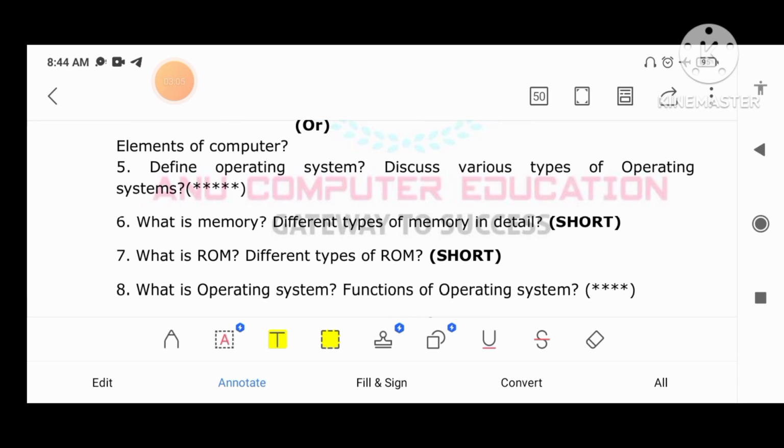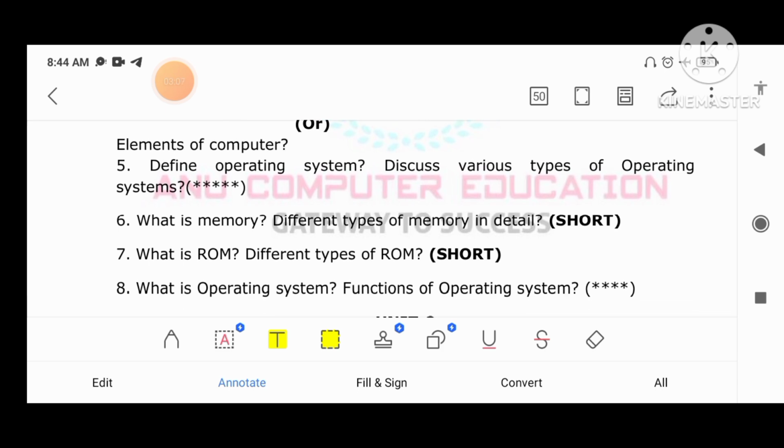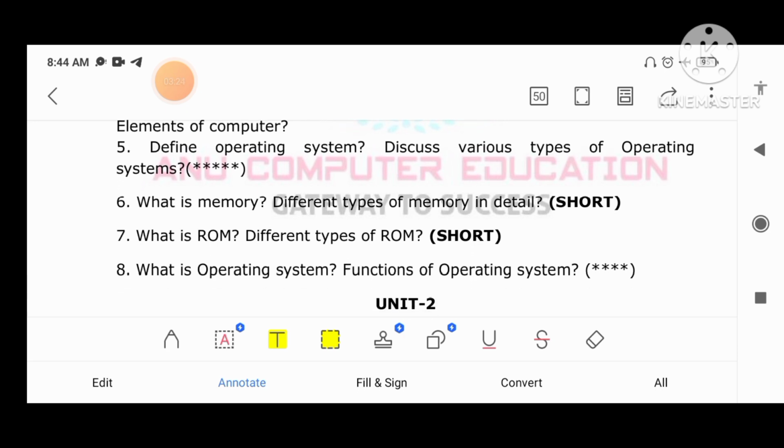Next, define operating system and different functions of operating system. Different functions means user management, memory management, file management, backup and recovery. These are the main features of operating system you have to explain.